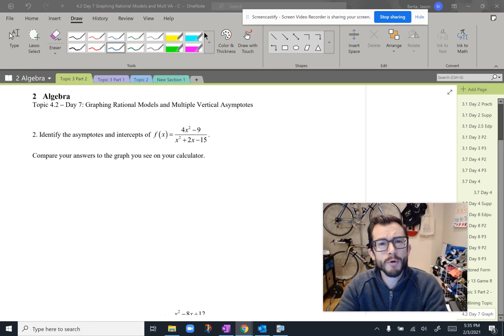It's a short asynchronous lesson for you today, and it's really just some more practice. We're going to be looking at some more rational functions, identifying the vertical and horizontal asymptotes, the y-intercepts and the x-intercepts. Specifically, we're going to look at some that have multiple vertical asymptotes. So go ahead and take a look at these three videos.